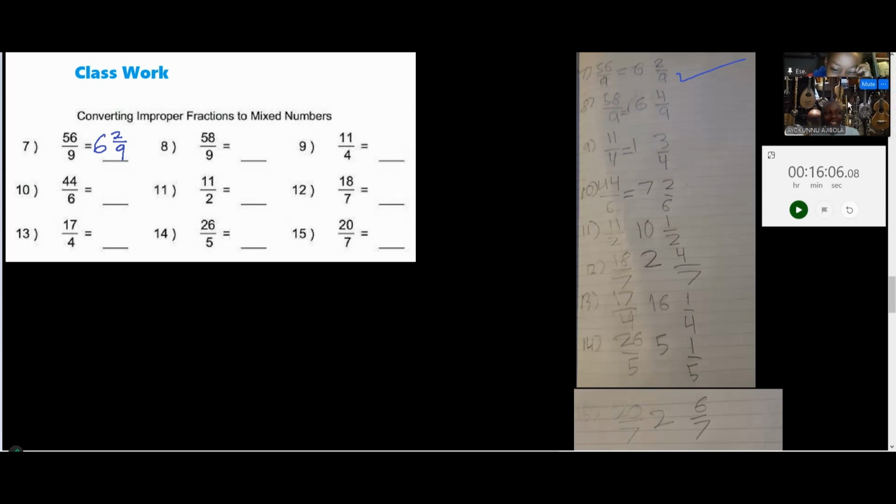Now I can see you smiling, right? Yes. Okay, let's check the next one. How many times can 9 go again in 58? That is 6 times again. So if you remove 54 again, you have 4 over 9. And that's also correct. Okay?